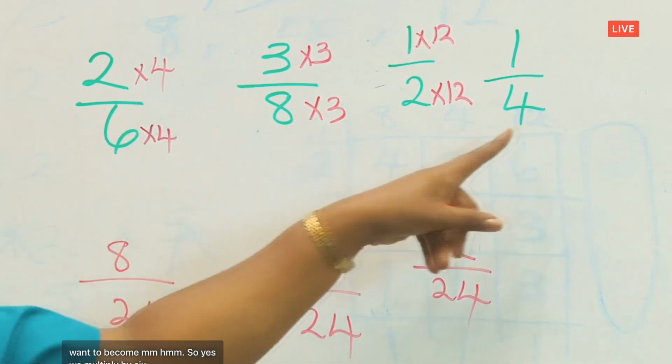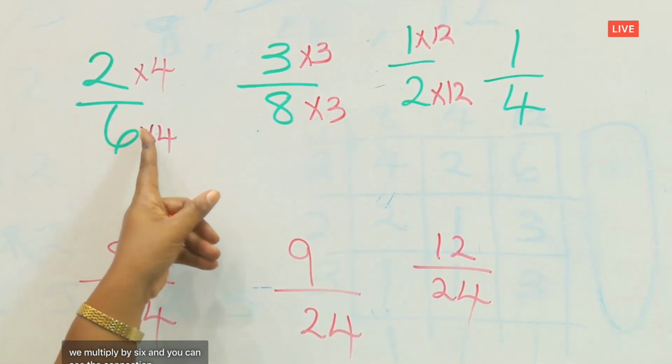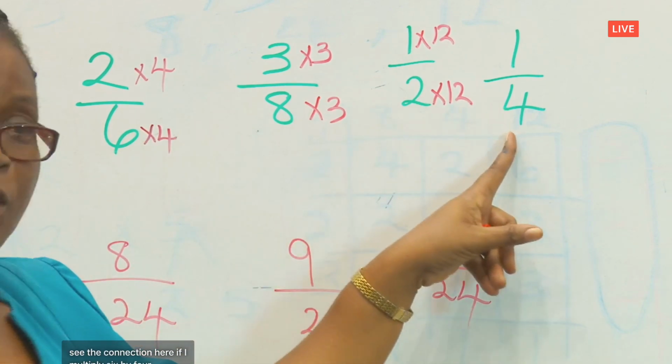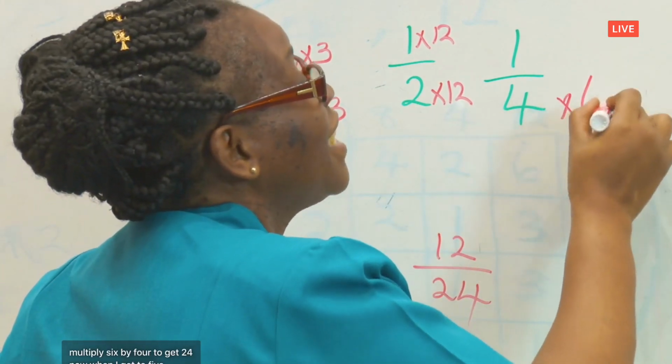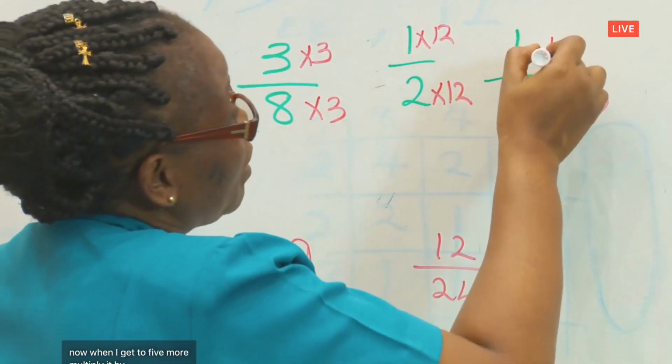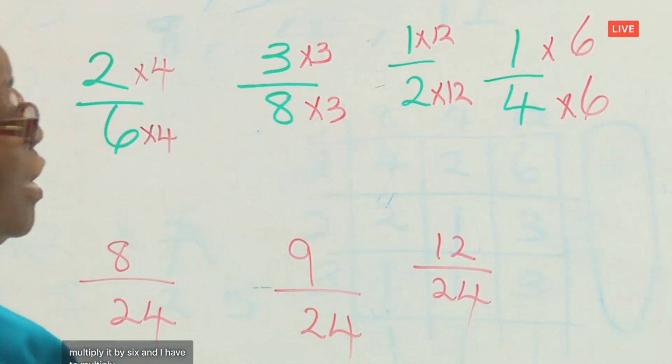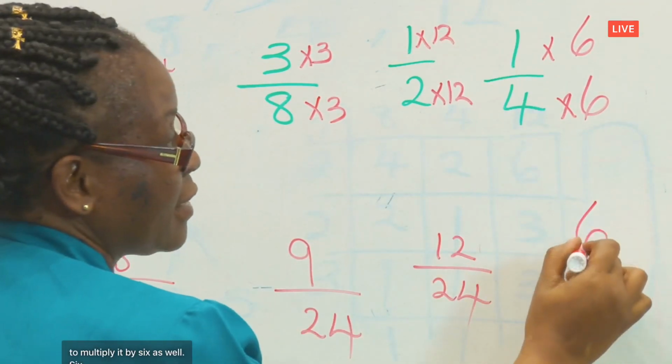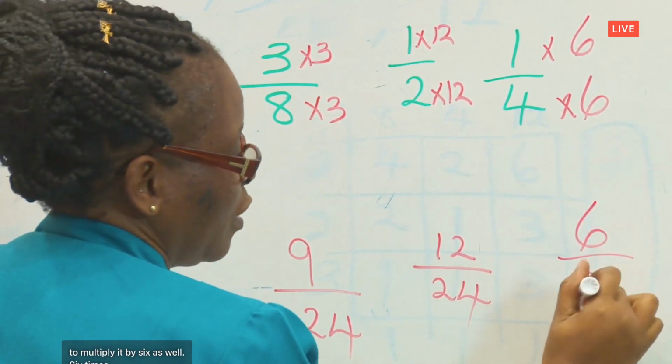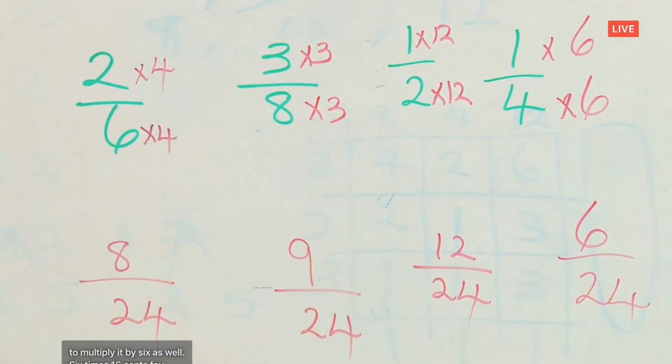And the last fraction, 4. We want 4 to become? So, yes, we multiply by 6. And you could see the connection here. If I multiply 6 by 4 to get 24, now when I get to 4, I must multiply it by 6. And I have to multiply here by 6 as well. 6 times 1, 6. 6 times 4.